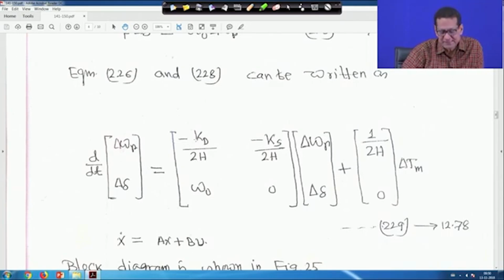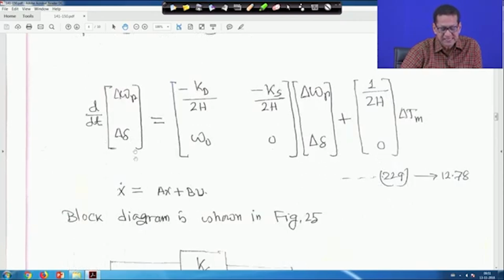So, in this case it is minus K_D upon 2H, minus K_S upon 2H, omega 0 and 0, multiplying delta omega r and delta, plus 1 upon 2H and 0 multiplying delta T_m. So, basically P delta omega r is equal to minus K_D upon 2H delta omega r, as we have seen, minus K_S upon 2H delta, plus 1 upon 2H delta T_m. Similarly, P delta is equal to omega 0 delta omega r. This is equation 229.